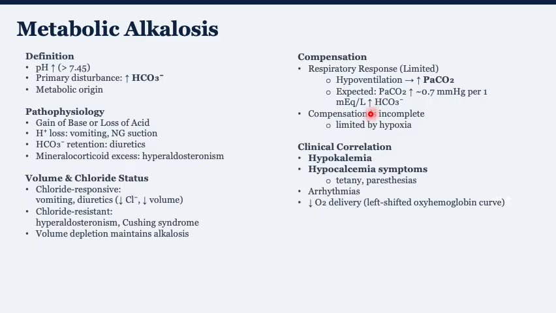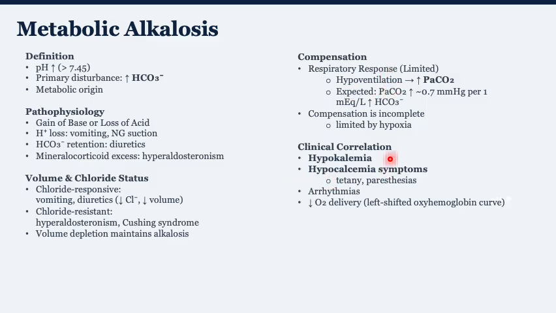I have a slide that breaks it down. If you're ever trying to calculate if your patient is adequately compensating, you can just multiply the rise in bicarbonate by 0.7 to see the expected increase in the partial pressure of carbon dioxide. This compensation mechanism is incomplete because it can lead to hypoxia with the hypoventilation.